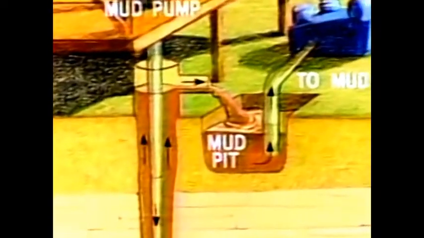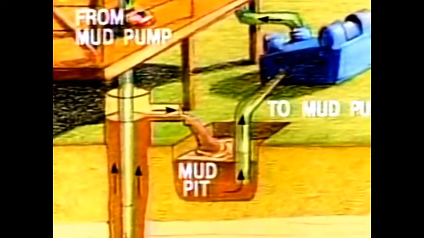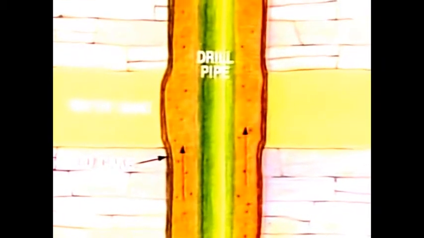Drilling fluid, also called drilling mud, is pumped through the drill pipe. At the bottom of the well, the drilling mud flows out through the drilling bit and returns to the surface between the outside of the drill pipe and the well wall. Drilling mud is very important. It brings the rock chips back to the surface, cools the drilling bit, and cakes the sides of the well.